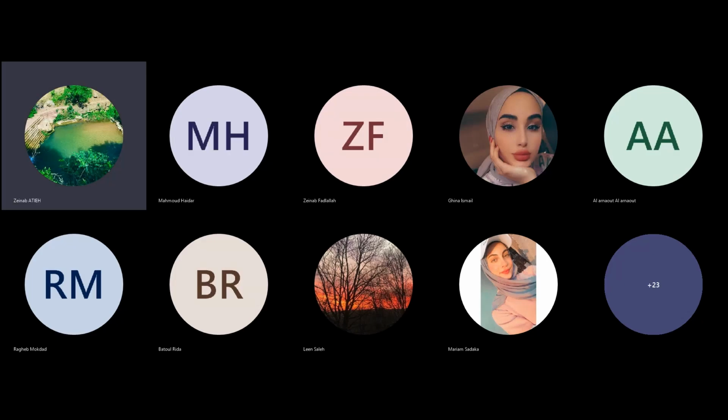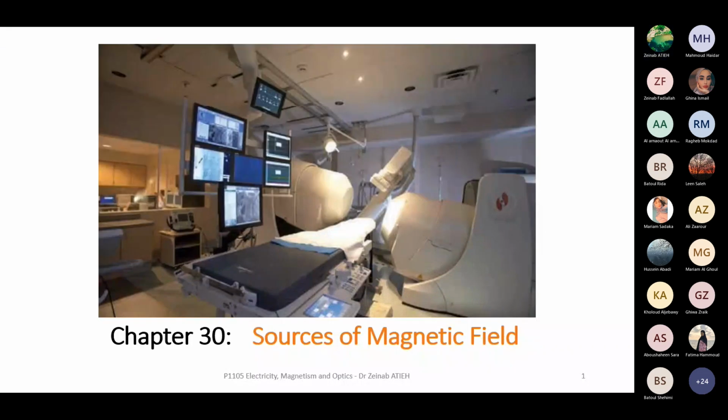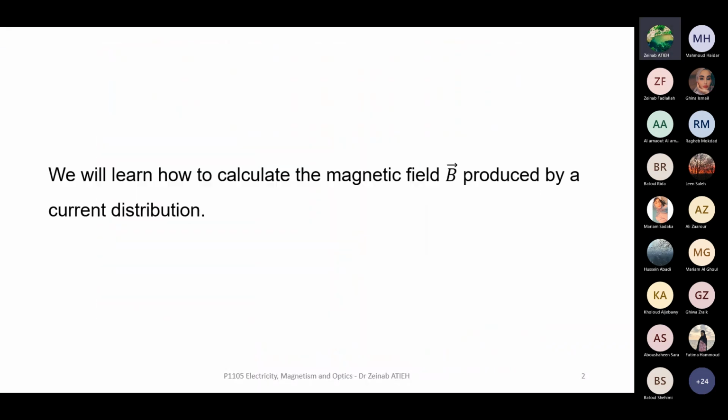So chapter 30, sources of magnetic field. This is the last chapter in electromagnetism. We still have 2 other chapters related to optics and not to electromagnetism. So you all know that there are 2 sources of magnetic field, either magnets or electric current.